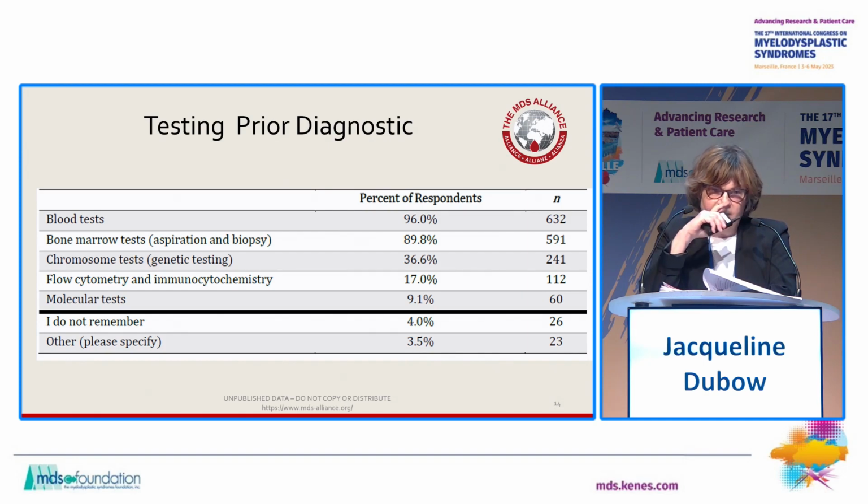So what kind of test was done prior to diagnosis? 96% blood test, okay. Bone marrow, 89%. Chromosome genetic testing, 36%. Flow cytometry, 17%. And molecular test, 9.1%. So overall, the testing is quite good.